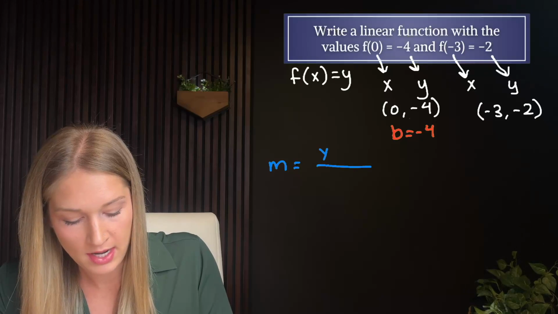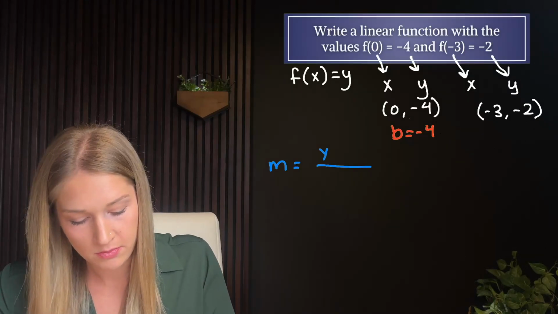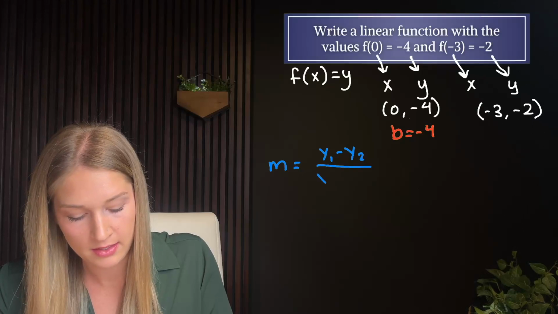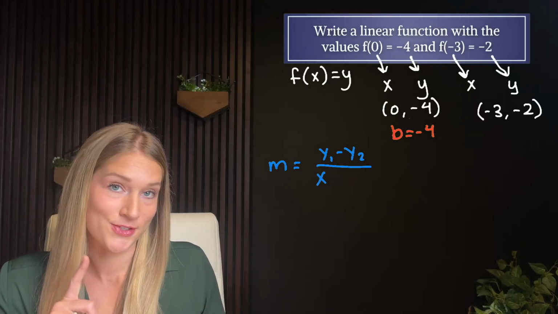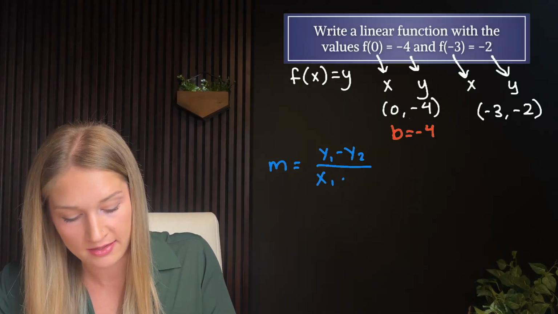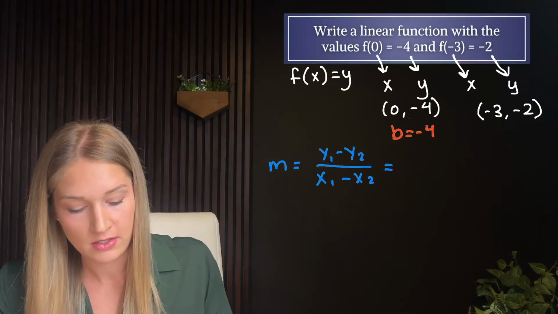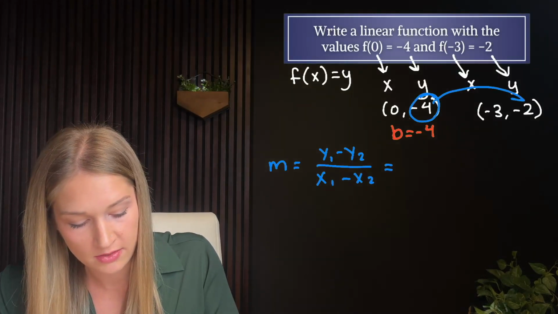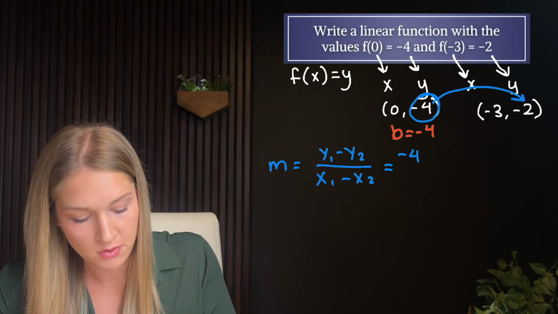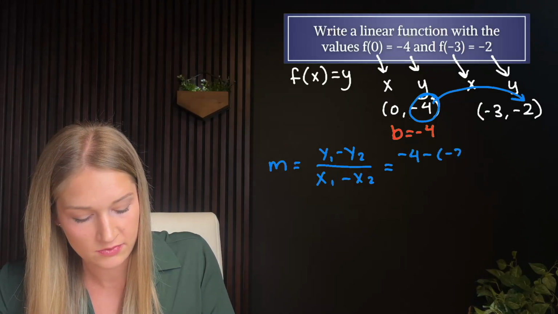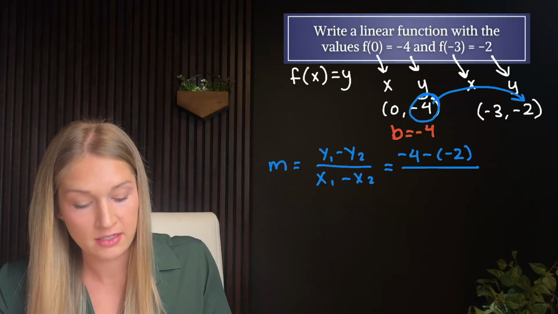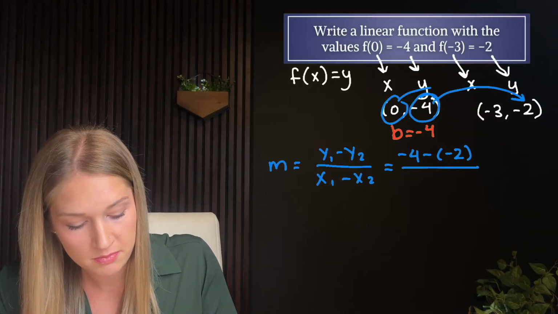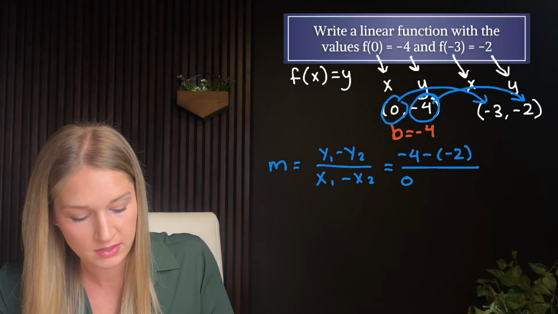I take my y's and subtract them. I'll start with the first y this time and subtract the second y. But on bottom, I have to start with the first x and subtract the second x. So starting with the first y, I'm going to start here and subtract the other y. So -4 minus, and then I have a -2. In the denominator, I have to start with that first x, which is 0, and I subtract my second x, which is -3.